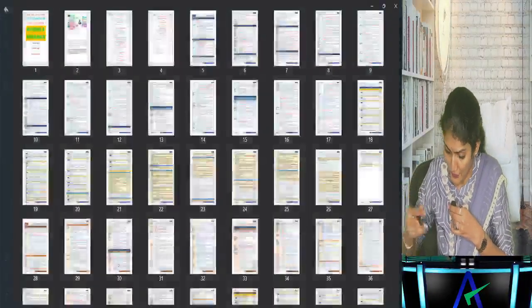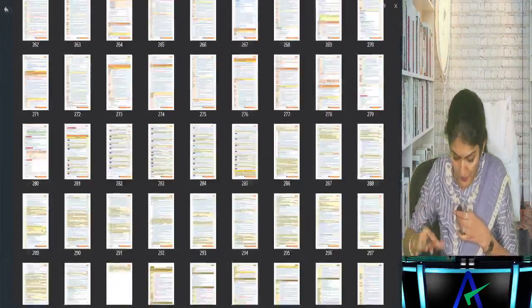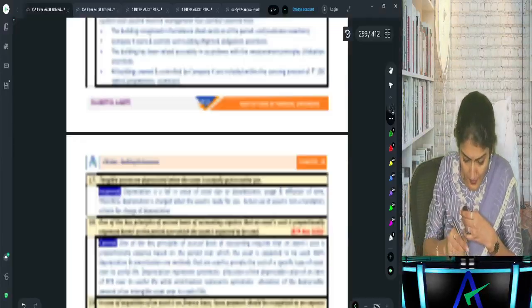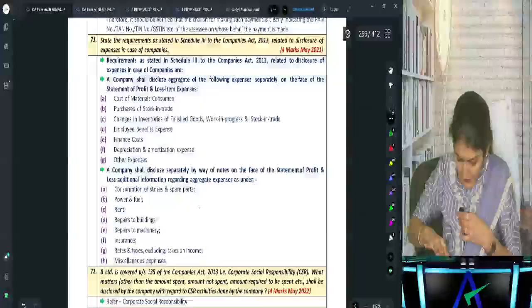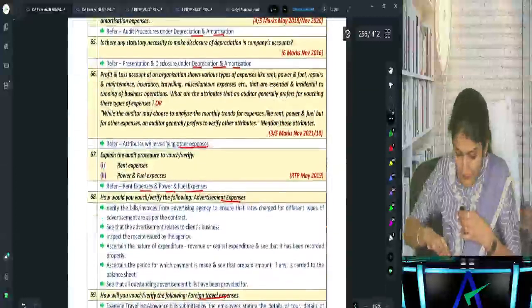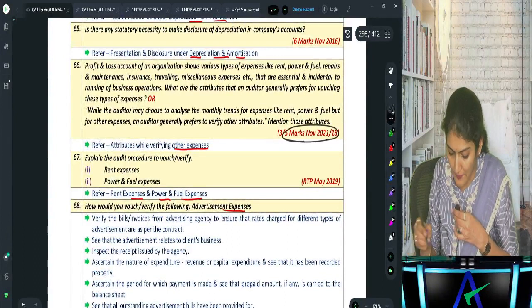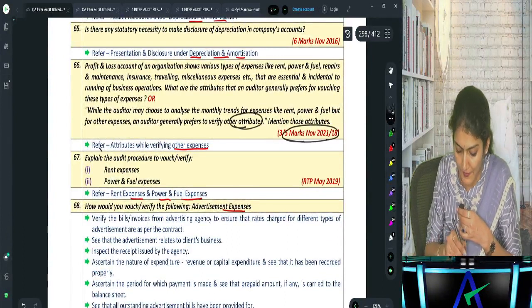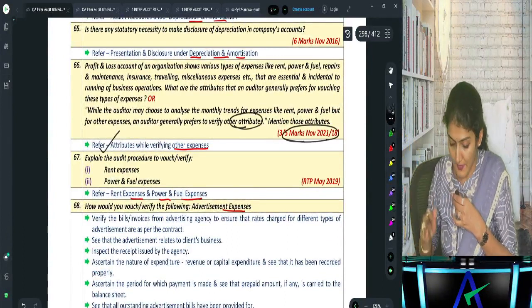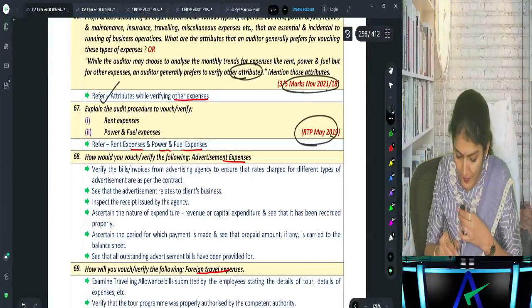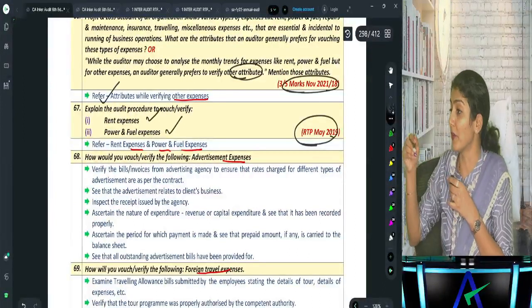Right, so if I just quickly come to the question bank over here, for the other expenses, what does it say? What question has come in the exam? The rent expenses, not in the exam, but the question that has come two times is regarding the attributes while verifying the other expenses, what I just discussed with you. And what is an RTP question over there? Rent expense and the power and fuel expenses.